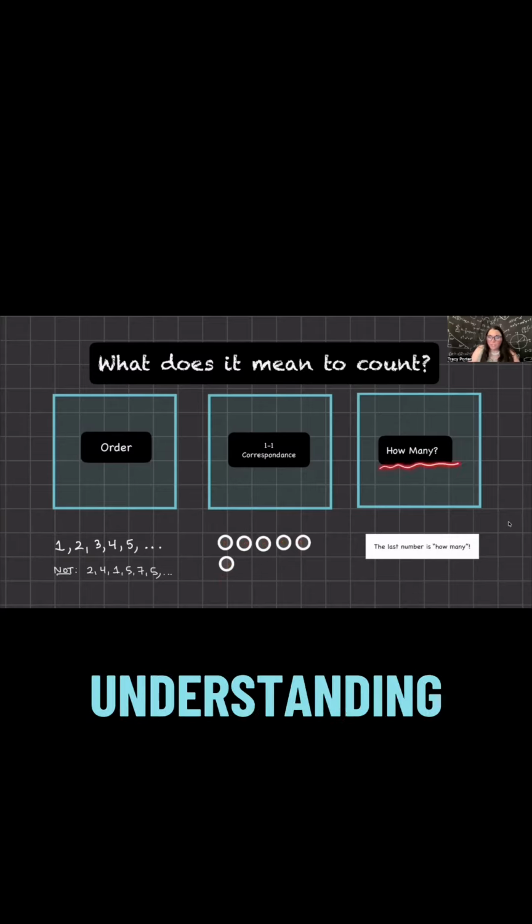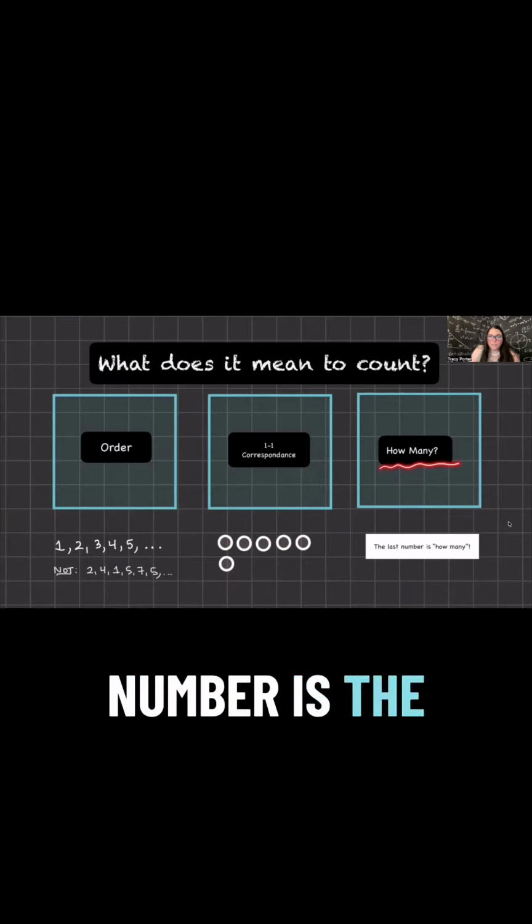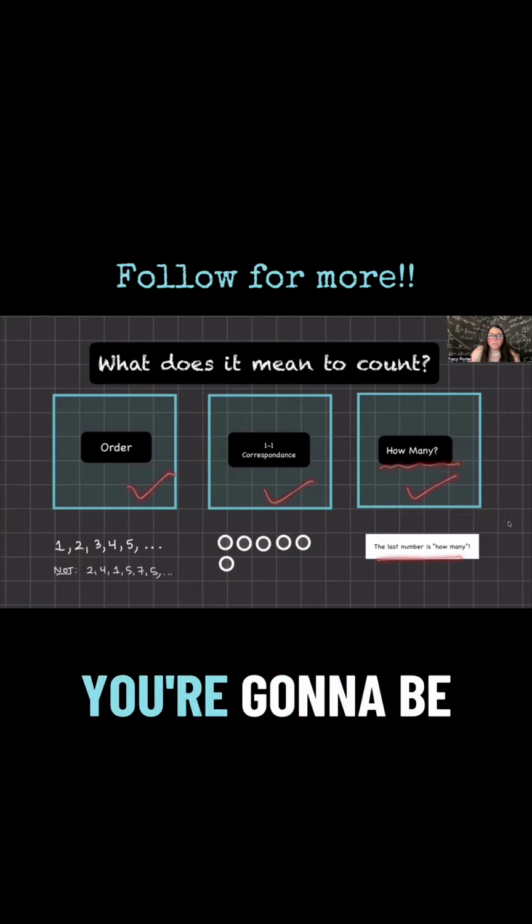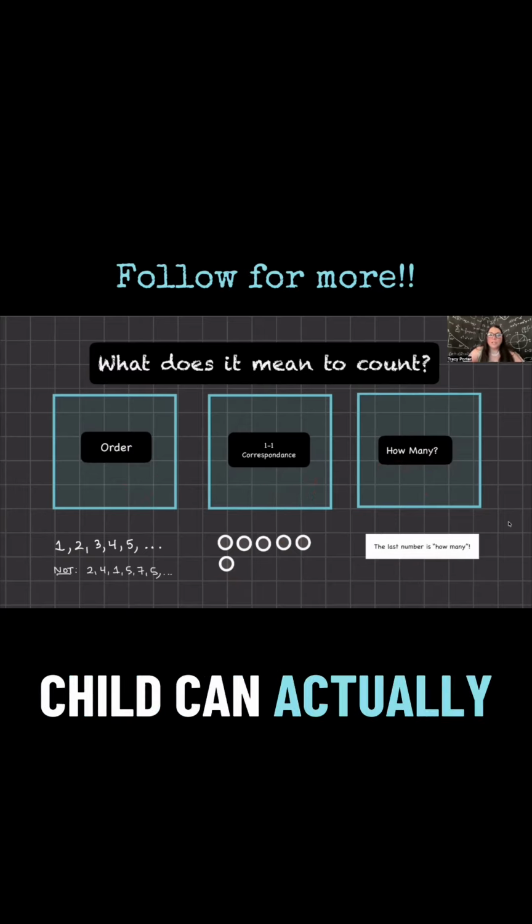So that means they have an understanding that the last number is the answer to the question, which is how many. Okay, the whole purpose of counting. So you need all 3 of these elements. So that's what you're going to be looking for to see if a child can actually count.